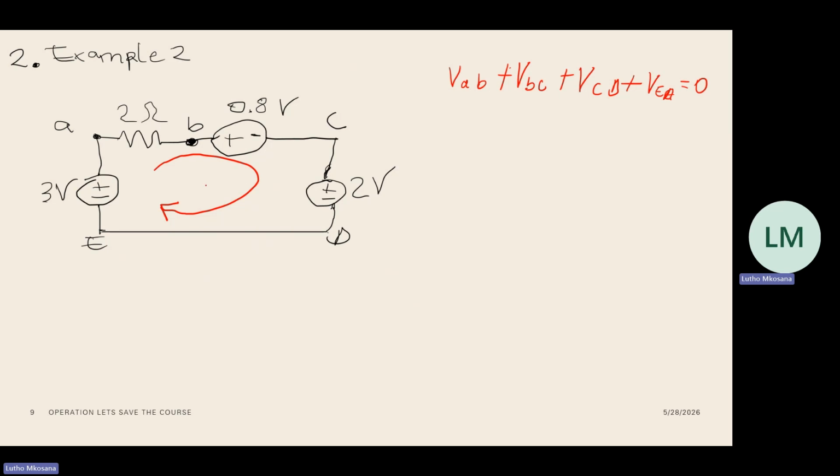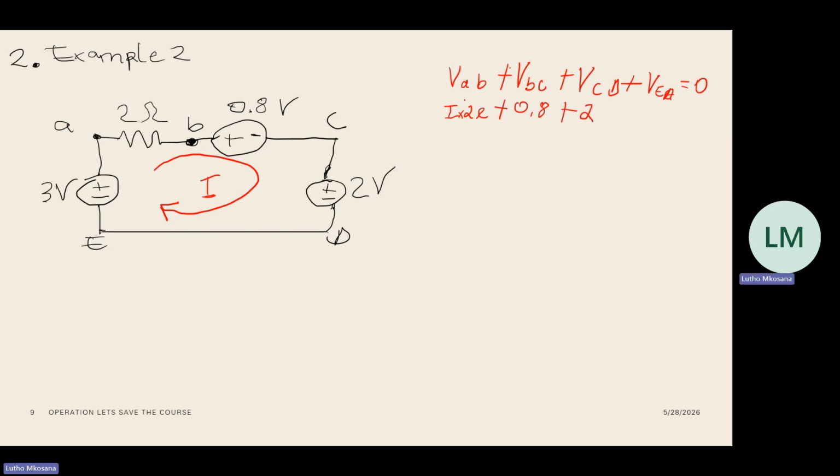Then if this is I for this particular loop, then I multiplied by 2 ohm will give us VAB. And then VBC is given by 0.8 plus VDC, which is given by 2.